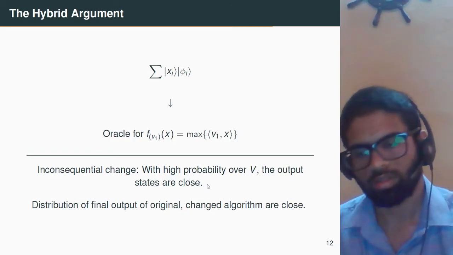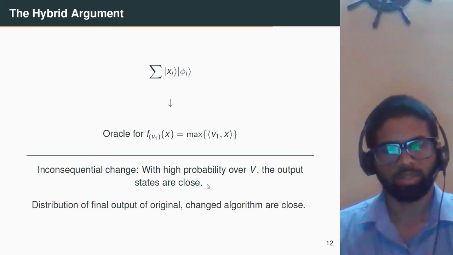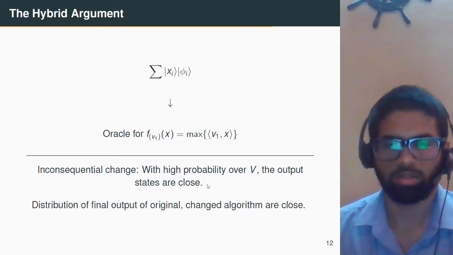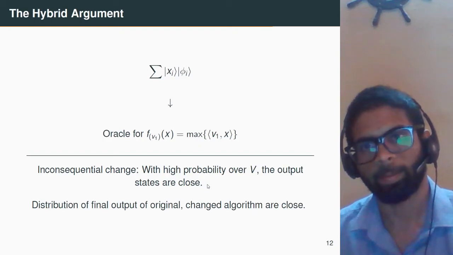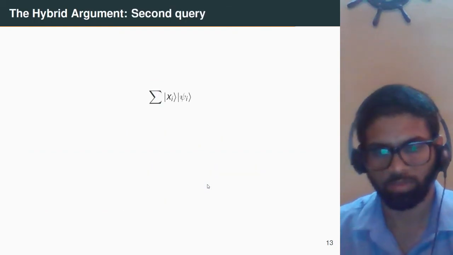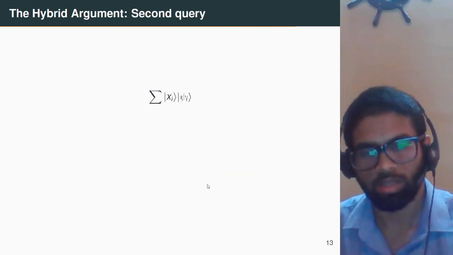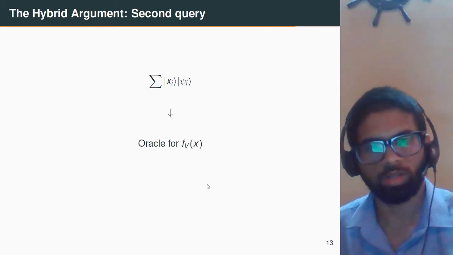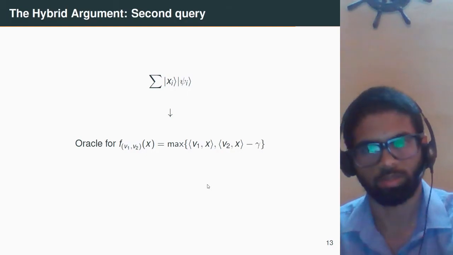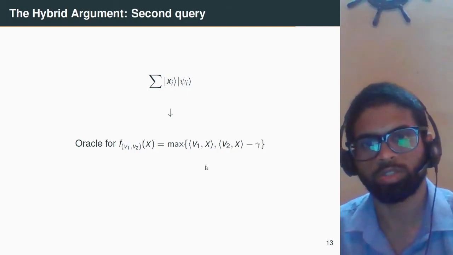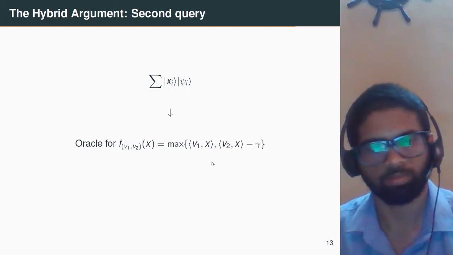So, alright, you've accepted that this is an inconsequential change, and you've decided to put it in the past and go through the second query. Now, the second query, you've done some operations. Again, you pass it through the oracle, and again I replace it with this limited information oracle, which is only limited to the first two terms of the maximum.